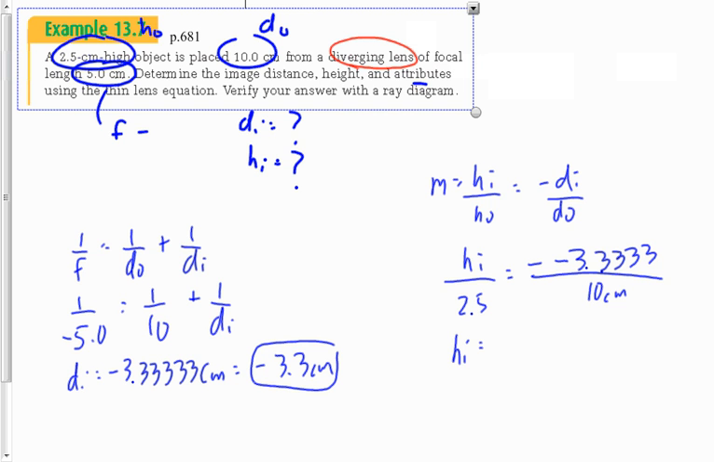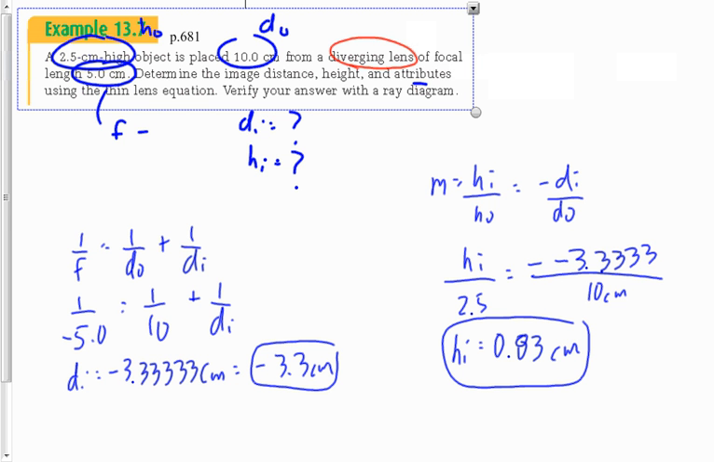What does hi become there? 3.3 times 2.5 divided by 10. Negative 0.833. Should be positive, I think, actually, shouldn't it? What is it? 0.833, but positive, right? Do you see why it's positive? Negative times a negative, right? Okay, that's important, not so much in determining how tall it is, but it's important in determining the attributes, right?